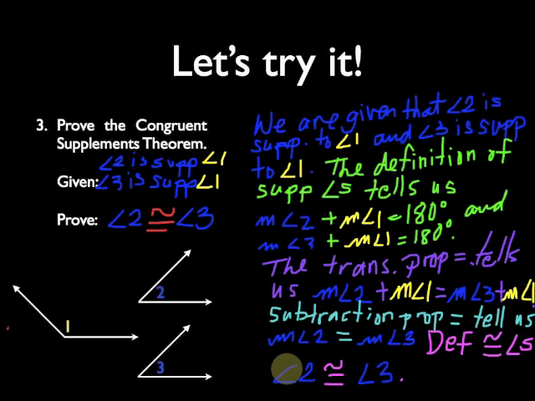And we're done. Notice that a two-column proof and a paragraph proof do the same thing. It's just that a paragraph proof is more of a conversation, more of a thought process, and for a lot of people, it's easier to write out their thoughts than it is to put it into two columns. So this is another way you can do your proofs if you'd like.